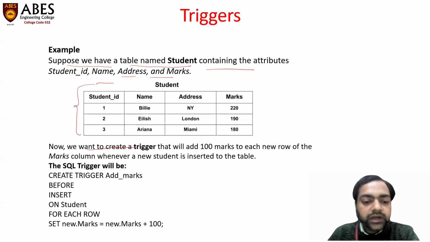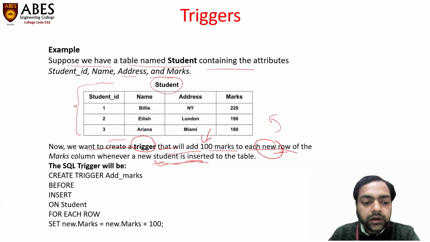Now we want to create a trigger that will add 100 marks to each new row of the marks column whenever a new student is inserted into the table. What does it mean? It means that whenever I insert a new row into this table named student, the trigger will automatically add 100 marks to each new row. To each new row, we will not talk about the old rows.